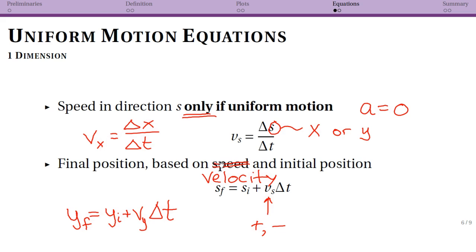Again, if you're unclear on what all of the subscripts or the symbols are, please make sure that you've gone back and watched some earlier videos. And again, these equations are only true if you have 0 acceleration. So uniform motion is only true if you don't need to worry about acceleration.